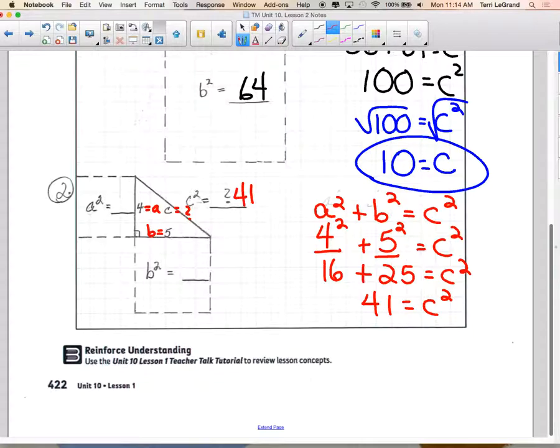Tell me something about 41 in relationship to the fact that we're working on squares. Is it a nice square number? Is 41 a square number? I don't think so, but 6 times 6 is 36, 7 times 7 is 49, and 41 is between them, so it can't be a nice square number. So what are we going to have to do? We're going to have to take the square root of it. So we're going to take the square root of 41, and the square root of c squared, because that's how we get our c.